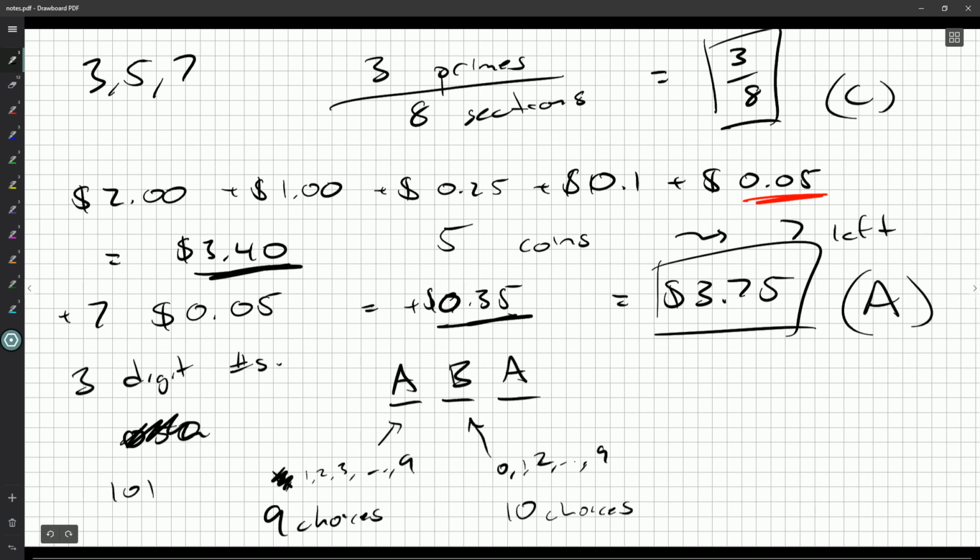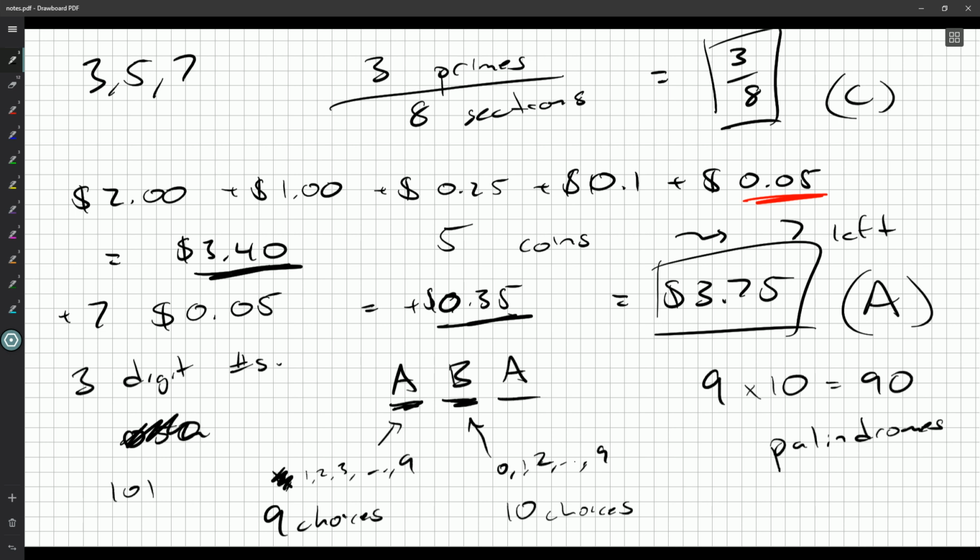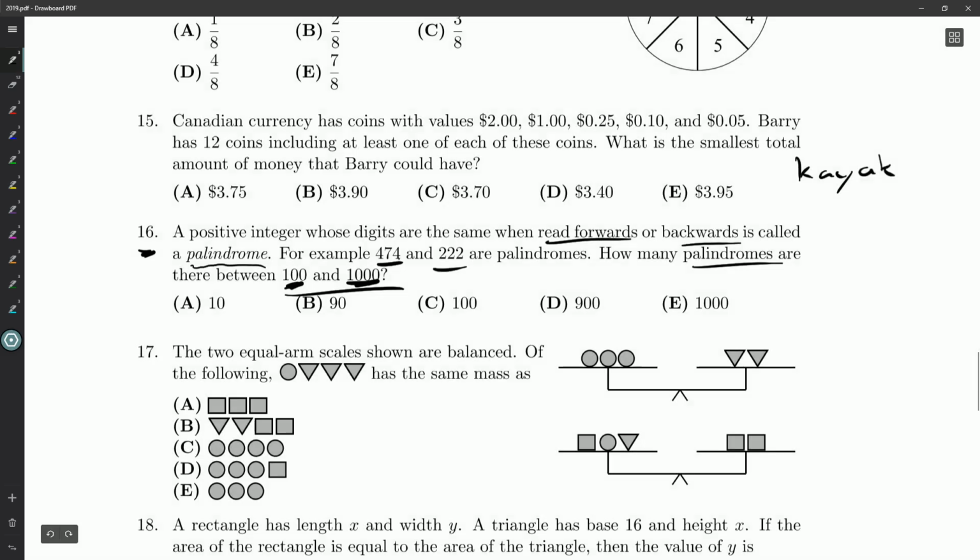So rather than try and list them all out, if we look at the choices and realize that my choice of what A is has nothing to do with my choice of B, I can just multiply these out. 9 choices for A, 10 choices for B, and that gives us 90 palindromes sitting between 100 and 1,000. If it was between 100 and 10,000, we'd also have to consider 4-digit palindromes. That's just thinking about harder questions that we could be asked in later year contests, like on a Pascal or something. But for now, 90 is our answer, and so that's going to be B.